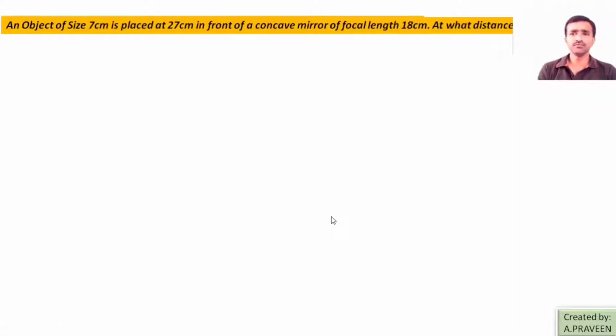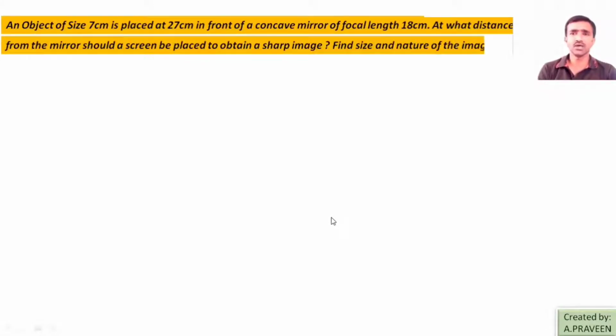Today I came with a new topic which belongs to numericals based on the mirror formula that I discussed with you previously. Here, the question is given on the screen. An object of size 7 centimeters is placed at 27 centimeters in front of a concave mirror of focal length 18 centimeters. At what distance from the mirror should a screen be placed to obtain a sharp image? Find size and nature of the image.